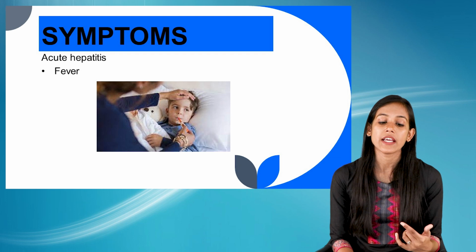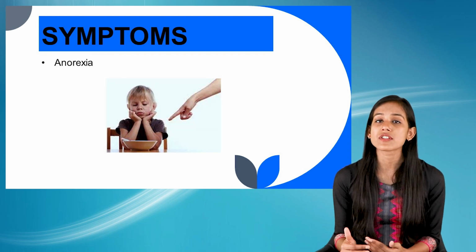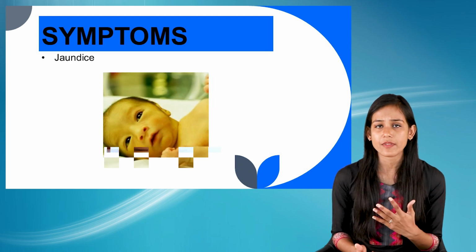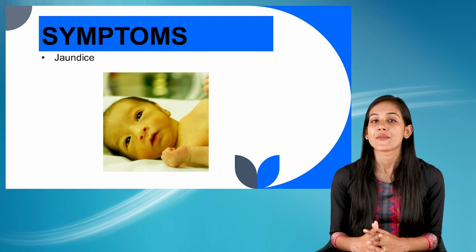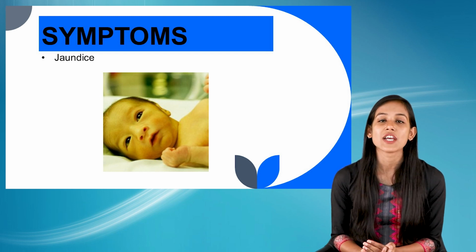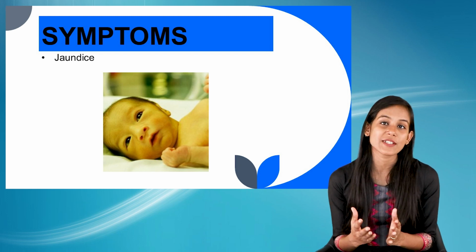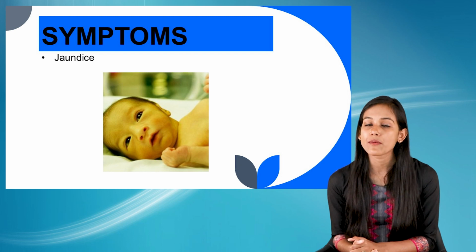So that's the reason there will be fever, malaise, nausea, vomiting. Also, the child will have anorexia, and there would be jaundice. Now, why jaundice? We learned that the bilirubin is excreted by the liver, right? So again, the liver isn't functioning properly in hepatitis. So what would happen?